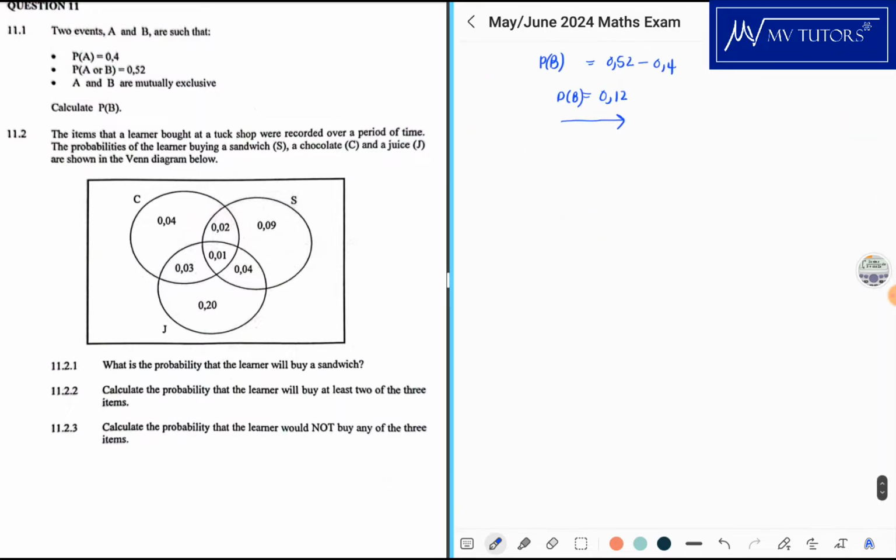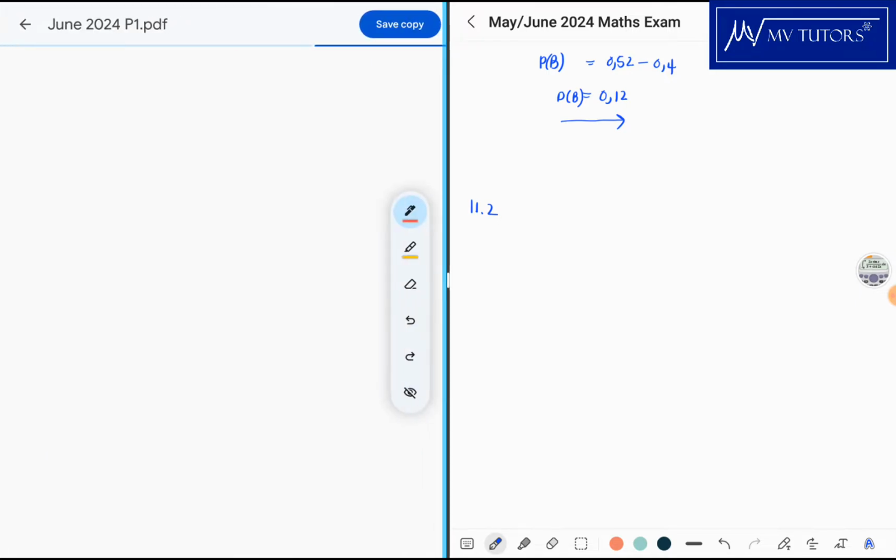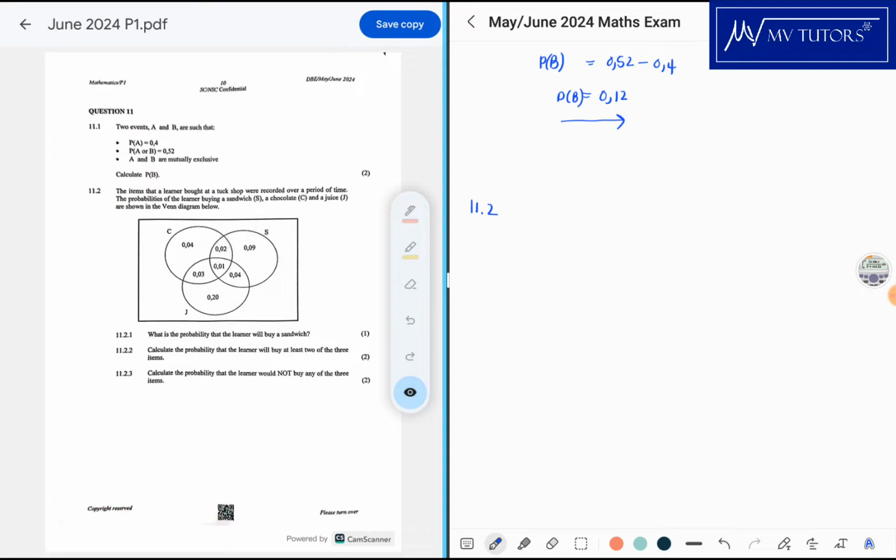Alright, then we get to the Venn diagram. Okay, so let's see. The items that a learner bought at a tuck shop were recorded over a period of time. The probabilities of the learner buying a sandwich, a chocolate, and a juice are shown in the Venn diagram below. That is a wonderful combination, by the way. Okay, you gotta have a bit of chocolate there.